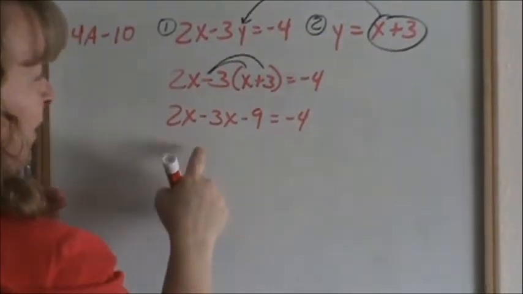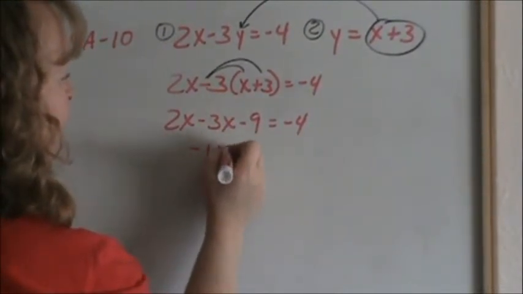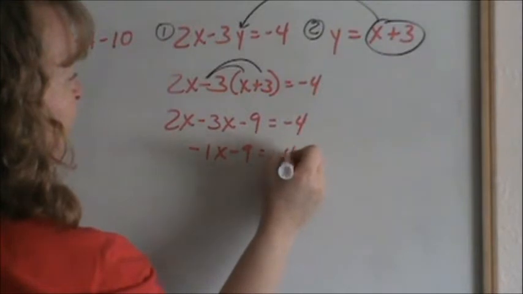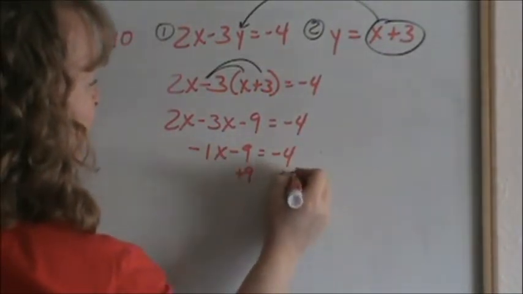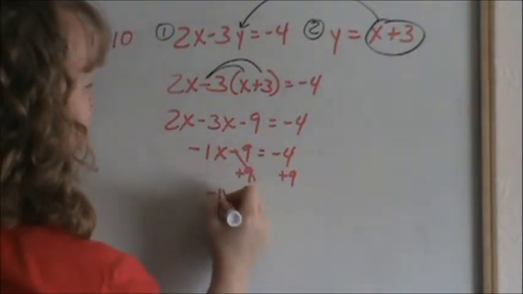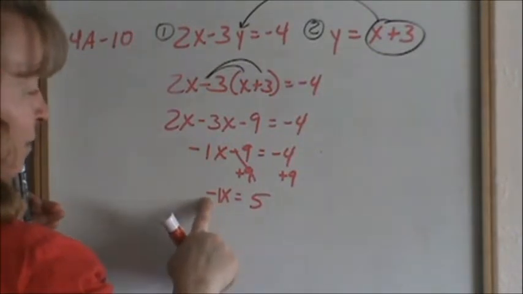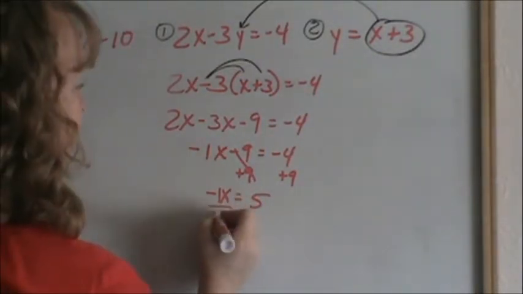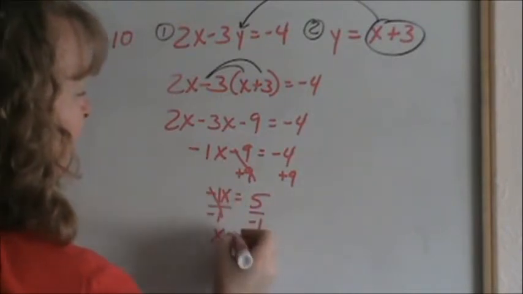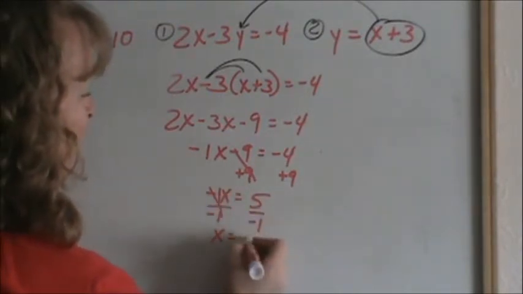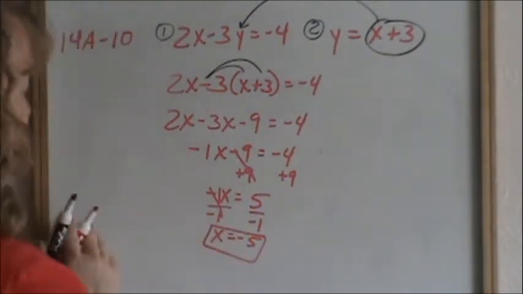Now we're just solving for x. Combine your x's. 2x minus 3x would be a negative 1x. Minus 9. Add your 9 to the other side to combine whole numbers. Negative 1x equals positive 5. I do not want to leave my negative in front of the x. Okay, so divide by negative 1. A positive divided by a negative is a negative, and 5 divided by 1 is just 5. So x equals negative 5.